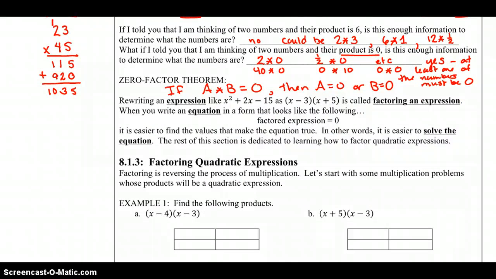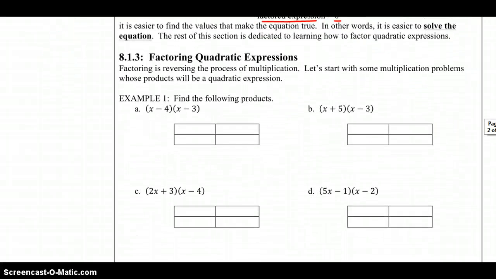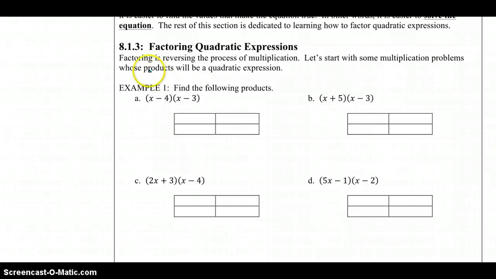So in this section, we're going to learn how to rewrite an expression like x squared plus 2x minus 15 as the quantity x minus 3 times the quantity x plus 5. And this is called factoring an expression. So when you write an equation in this form, we're going to have some factored expression equal to 0. We're going to find it's easier to find the values that make such an equation true. In other words, it's easier to solve the equation if we can first put it in this form. So factoring is just reversing the process of multiplication.